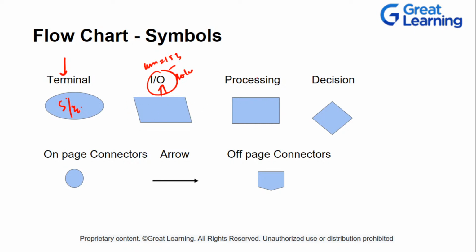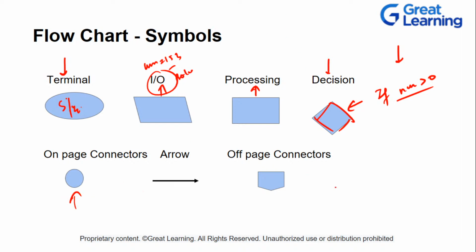And then you have this rectangle over here, processing, where you add, multiply, divide, whatever the processing is, that you will do over here. Then any decisions, like if n is greater than 0, what you should do, you should stop calculating the number of digits. So any decisions that you make should be in this shape. And then you have the connectors.